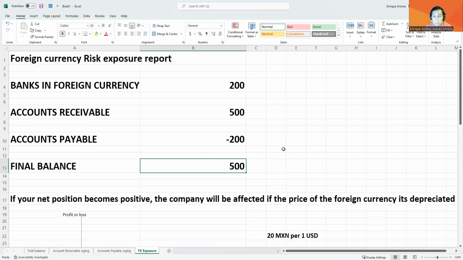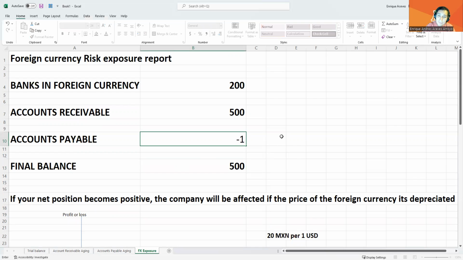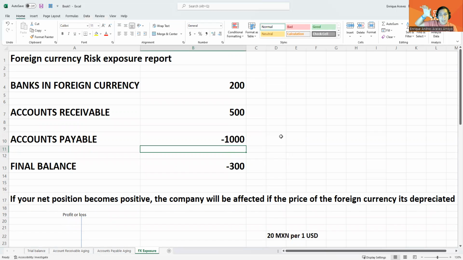But let's see the other example, guys, when you have a negative exposure. The negative exposure is just telling you that you have an account receivable of 500 and you have a bank balance of 200. So at the end, you have $700, but you owe an accounts payable balance of 1,000 in total. That means that you will have to go to the market to buy the $300 that you're still missing to pay all your debts. So you will have a negative exposure.